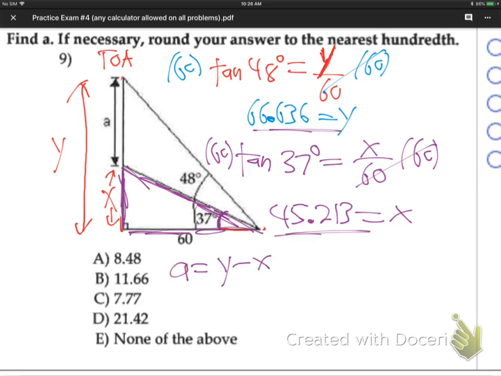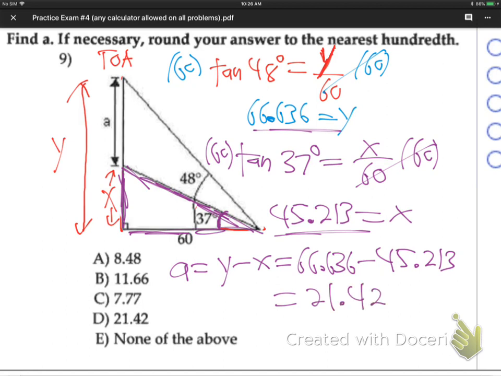A is y minus x, huh? It's 66.636 minus 45.213. Yeah, 21.4. How far do they want me to round? Yeah, 21.42. There it is. D. Does that make sense? So it's kind of tricky. It's a two-stepper. The big right triangle, little right triangle. Find the whole side and the bottom part and subtract them, you get A.